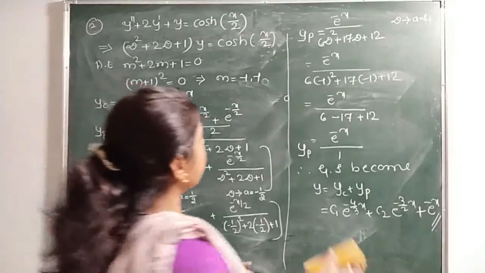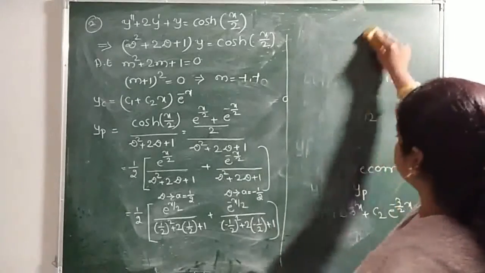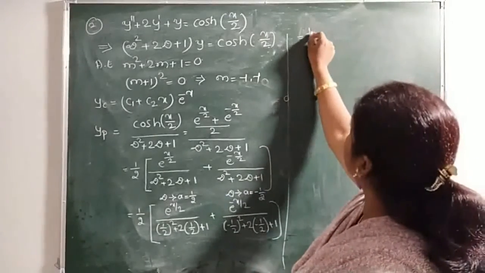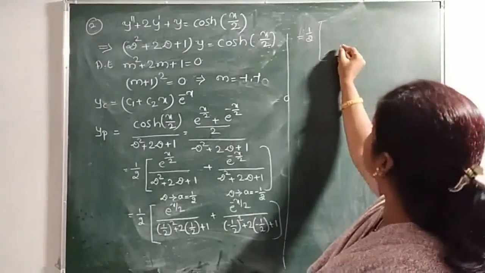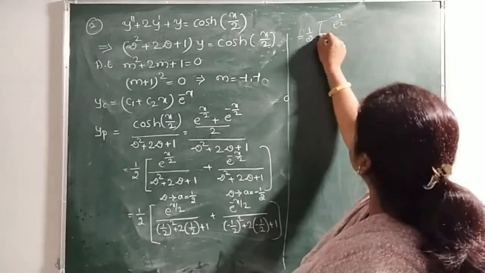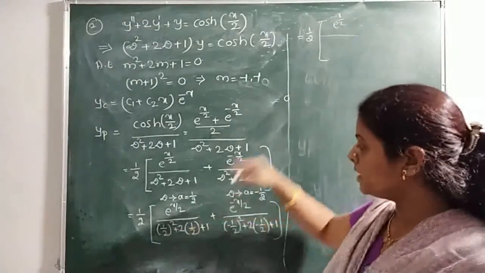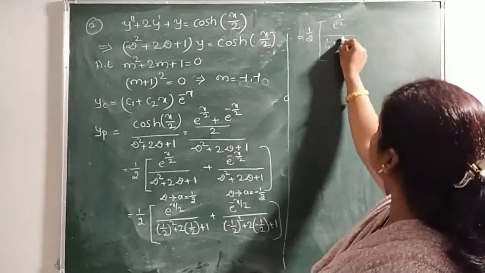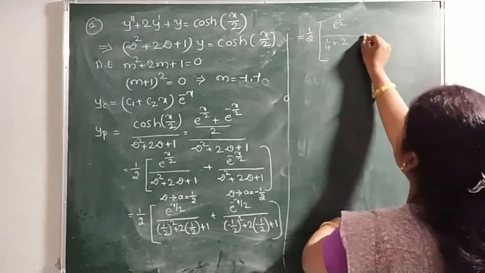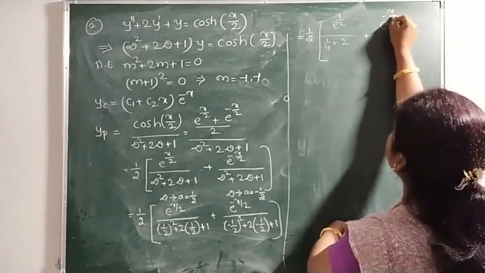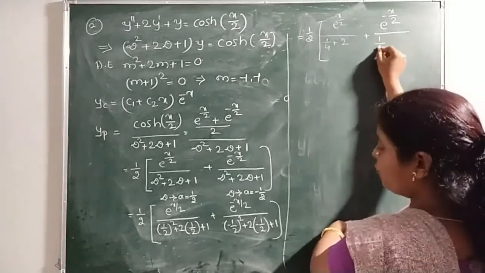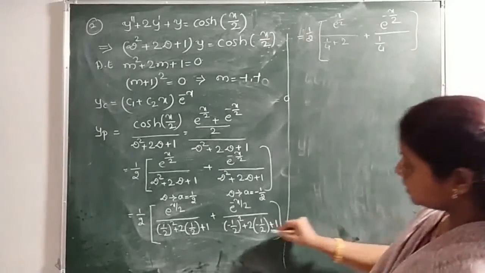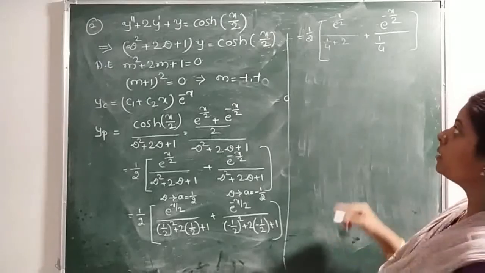Now you have to simplify this one. Is equal to 1 by 2, e to the power x by 2 divided by 1 by 2 whole square is 1 by 4. This gets cancelled. 1 by 4 plus 2 plus 1 is 2 plus, e to the power minus x by 2 divided by 1 by 4 minus 1 plus 1 becomes, this 2 gets cancelled, minus 1 plus 1 becomes 0.